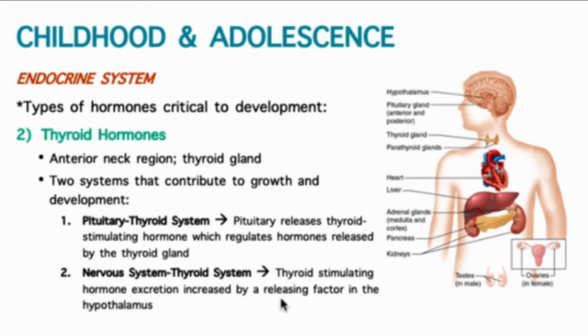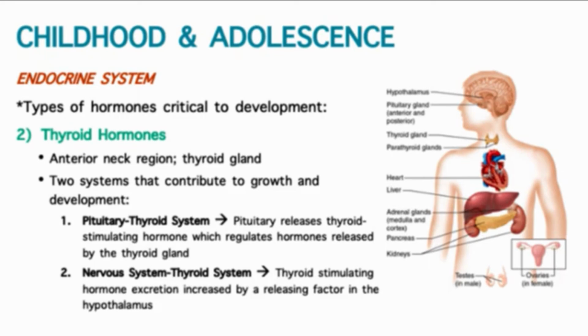So there are 2 systems that are going to regulate these thyroid hormones. One is the pituitary thyroid system. So that's communication from the pituitary gland in the brain to the thyroid gland. Right? The pituitary is going to release thyroid stimulating hormone, which is going to stimulate the thyroid to release hormones that help regulate different growth processes. So that's one system that we have going on.